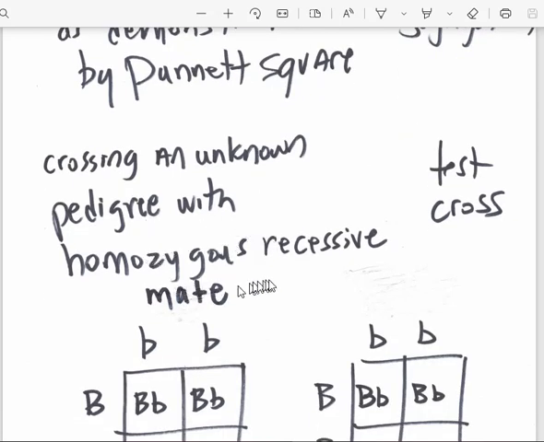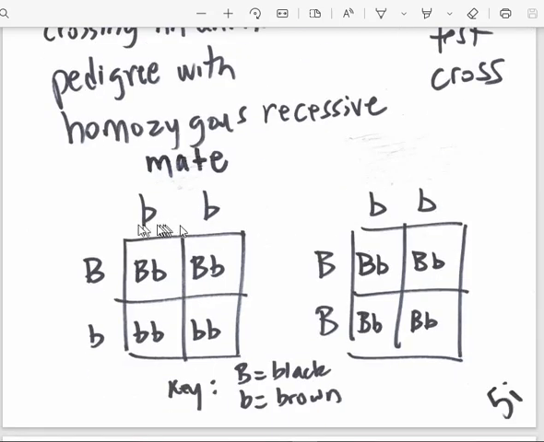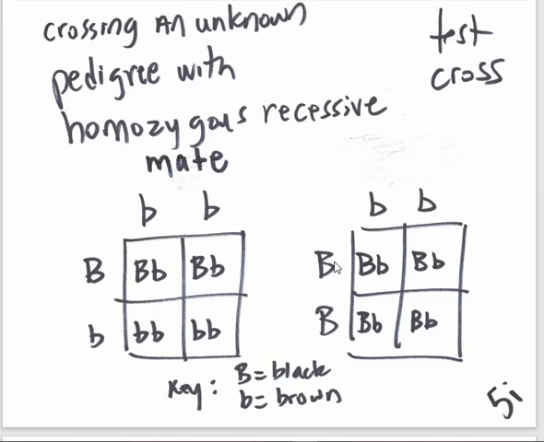Crossing an unknown pedigree with a homozygous recessive mate is called this. In most books, I have seen the homozygous recessive mate as a female dog, and then the male dog being the one tested. In this case, if the male is heterozygous, notice that the outcome of the litter would be about 50-50 mixed, black and brown, whereas if the male dog was homozygous dominant, then all of the puppies would be black in color.